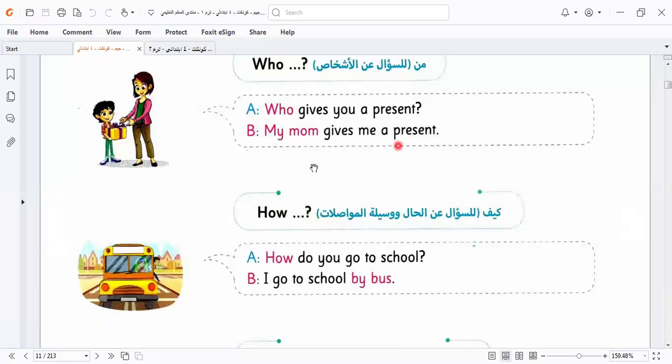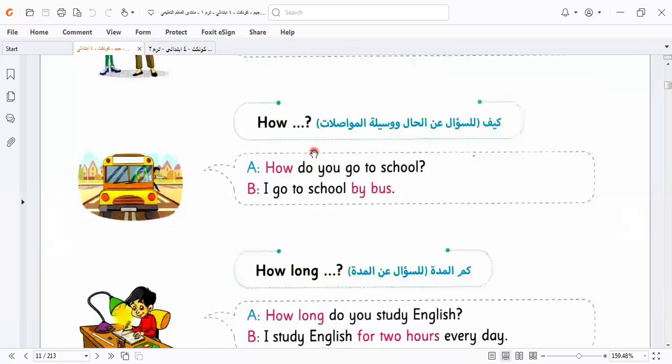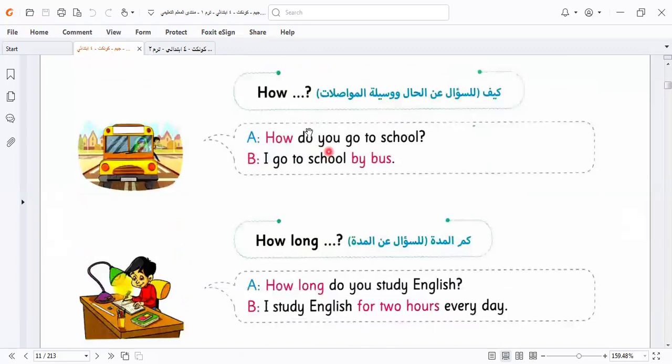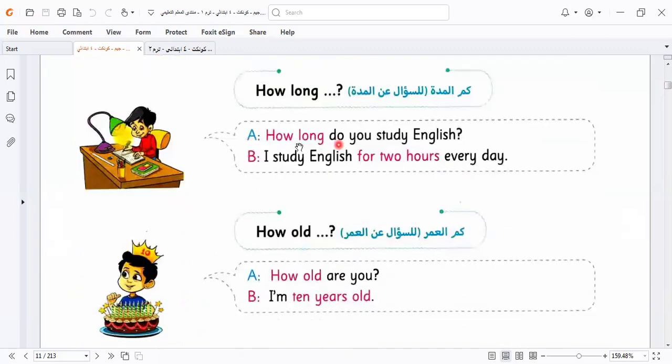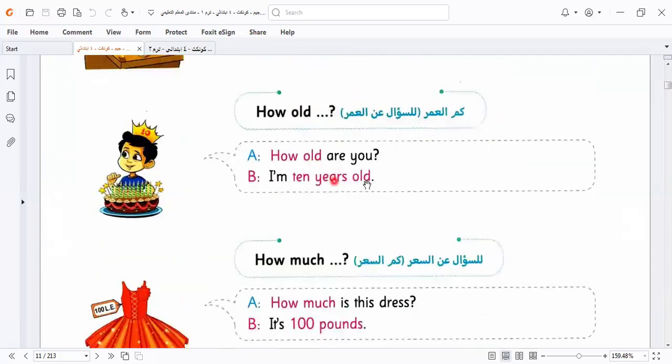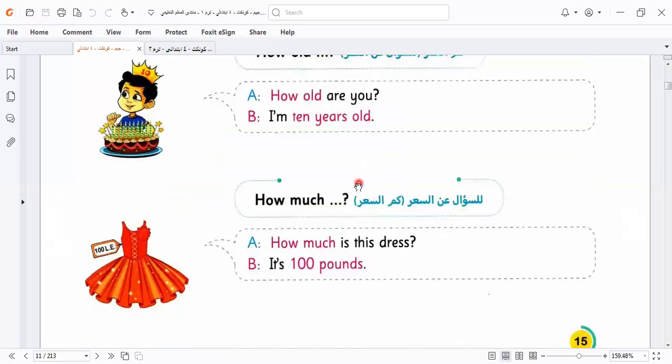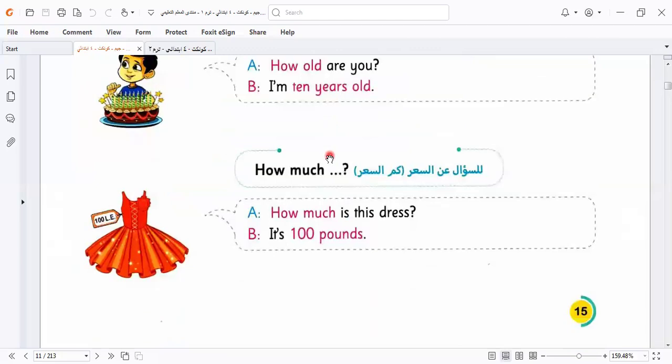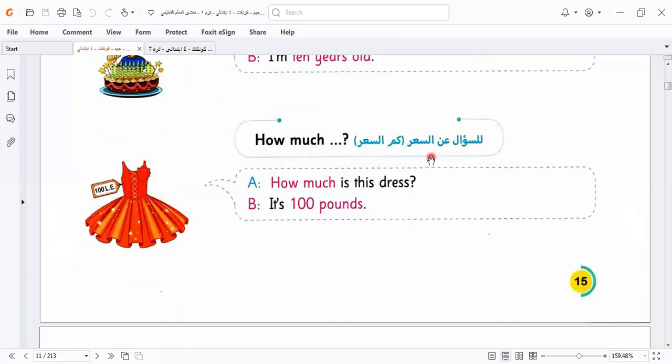Okay. How is used to ask about the way, such as the way of transport, the main transport that we use to go to a place. How do you go to school? I go to school by bus. How long? To ask about what? About the period of time. How long do you study English? I study English for 2 hours every day. So it asks about the period of time. How old? Asks about age. How old are you? I'm 10 years old. You can say I'm 10, I'm 30, I'm 40, I'm 90, I'm 19, anything. So here how old asks about the age. How much? To ask about the price, like this.